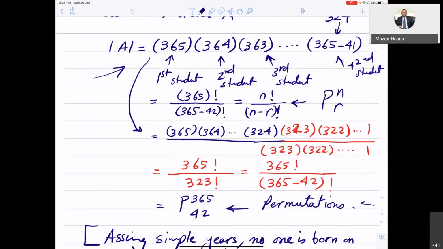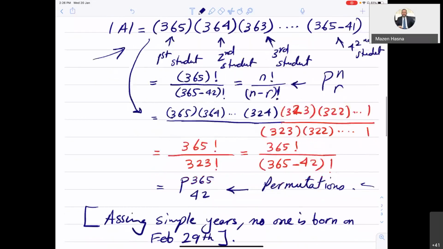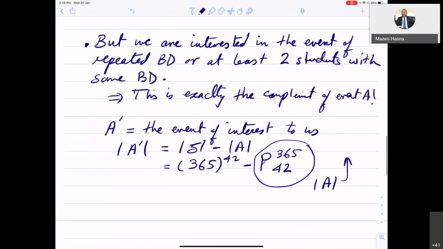Then we said, what's the probability of having at least 2 students having the same birth date? And this is the complement of the event. So if you have an event that no one has the same birthday, what's the complement of that? The complement is 2 or more students having the same birth date. And that's why we can find the size of this event by subtracting the size of A from the size of the sample space.